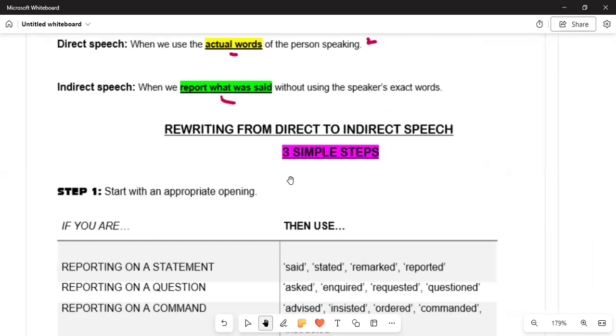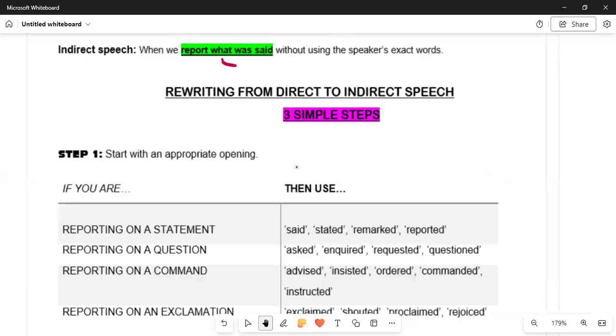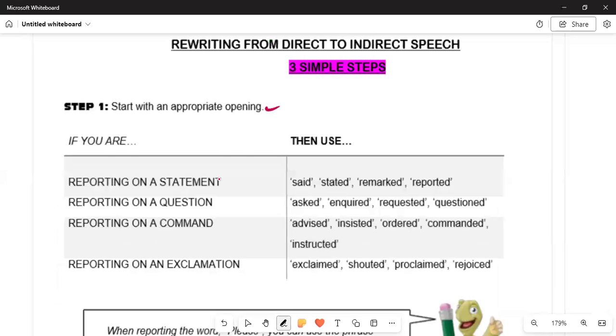And then the rewrite steps. I will take you through simple steps in regard to that. What do you do first? Step 1, start with a reporting verb. For example, reporting on a statement: he said that he won't be available. Can you see? He stated that he can come next morning. So those are the direct, and then we are reporting those as indirect. Why are we saying it is indirect? Because that was reported on behalf of someone.